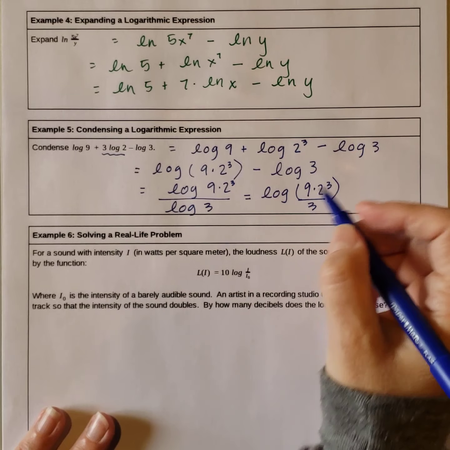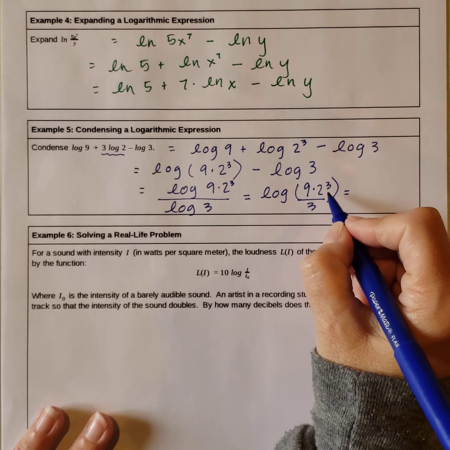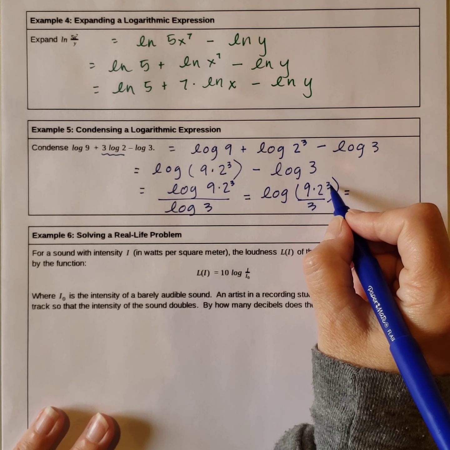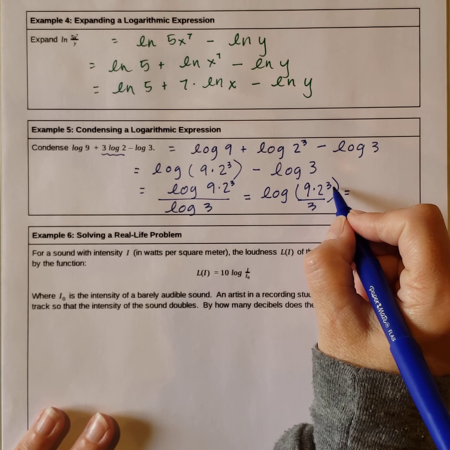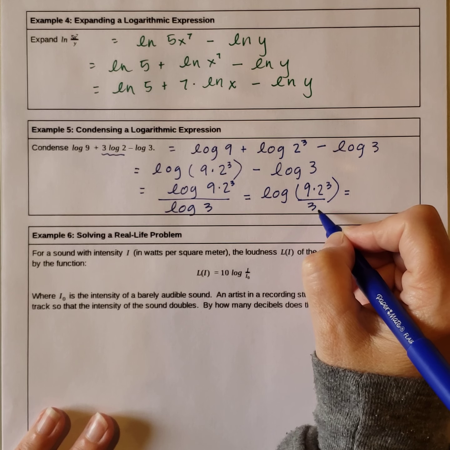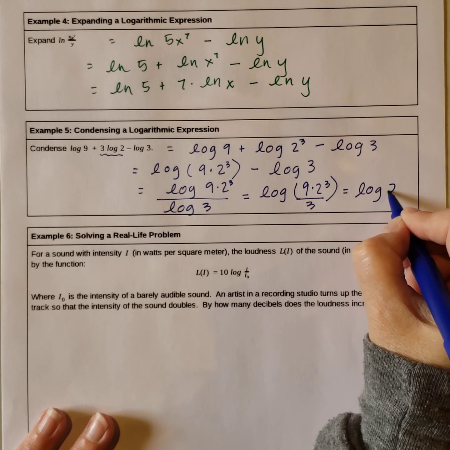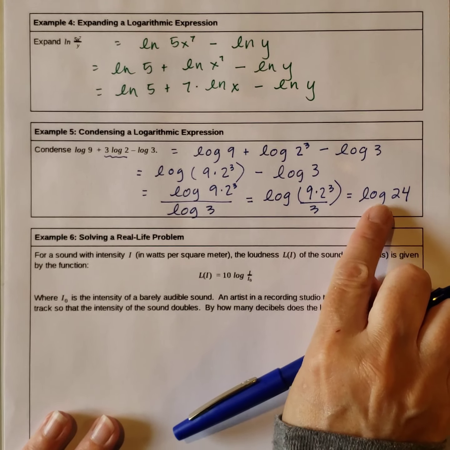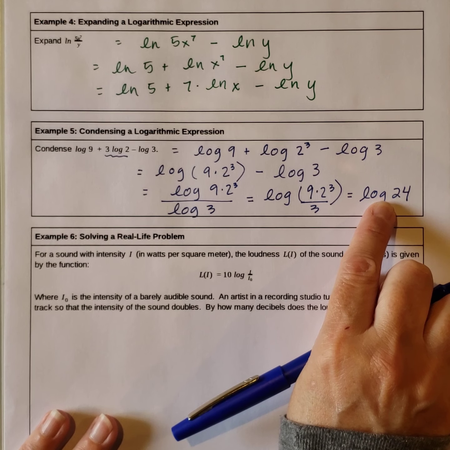And then, since these are all numbers, there's no letters involved whatsoever, I'm going to simplify this even more. So this is 2 to the third, which is 8. So 9 times 8 is 72 divided by 3 gives us 24. So this simplified all the way down is log of 24. If there's not a base indicated, we're going to assume that that's base 10.